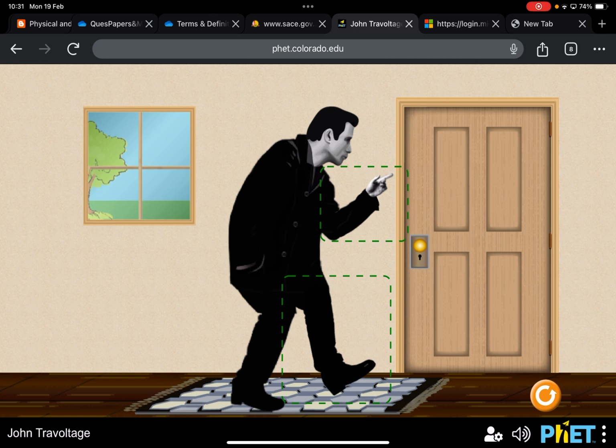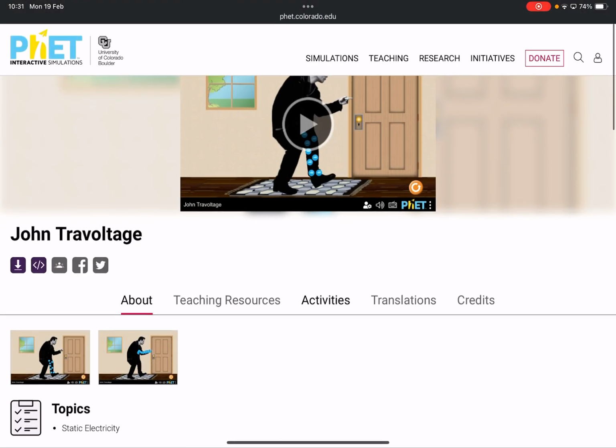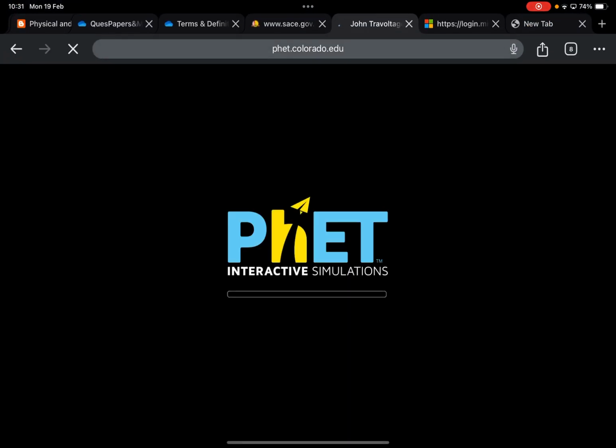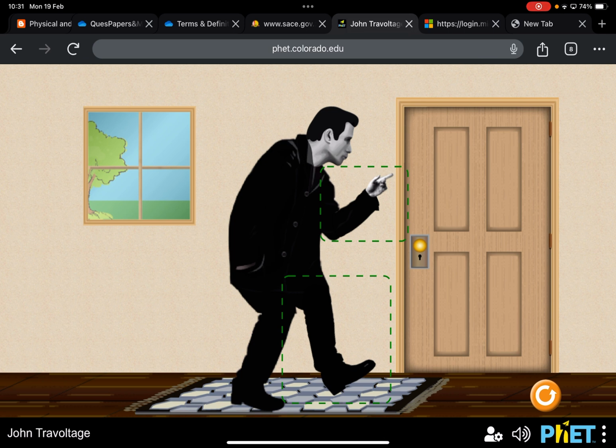Okay. There's a man, and he can rub. Oh, wait a minute. What's happening here? Okay. Anyway, right. So he can move his leg and he can move his hand. All right. So he is on a carpet, and his hand can move to the door handle. Do you know who this is? This is John Travolta. Have you ever watched Grease? No. All right. Anyway, he's the man in Grease, and they're making fun of him.